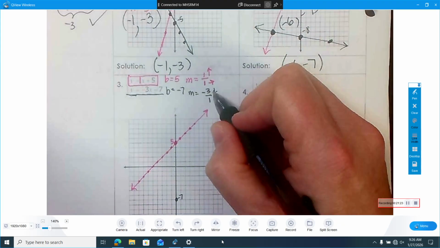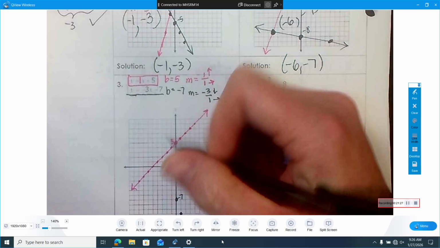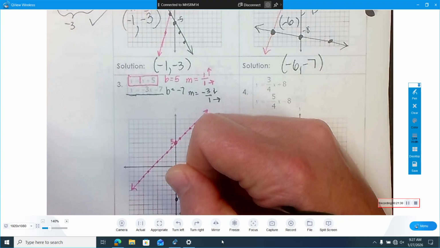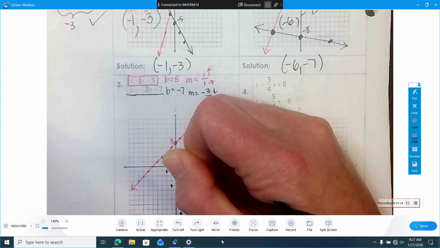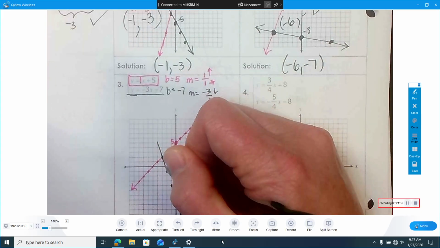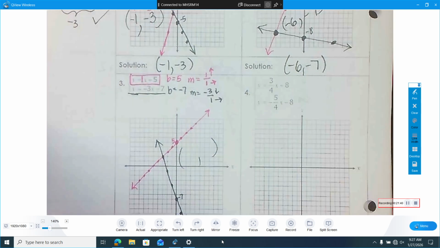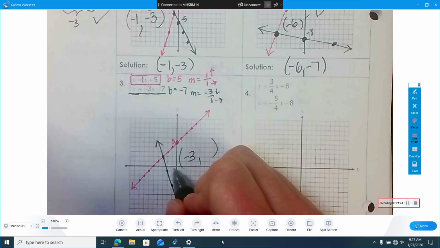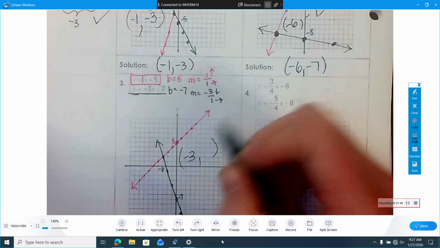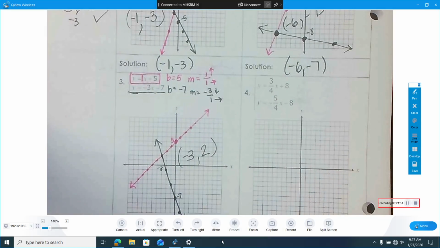And from there, we're going to go down 3 and right 1, 1, 2, 3, right 1, which then, of course, I need to reverse. Up 2, 3, left 1, up 2, 3, left 1, up 2, 3, left 1, right there, ding, ding, ding, I found my intersection. All right, ladies and gentlemen, what is that solution point? -3, 1, 2, -3, and then up 2, very good, -3, 2.